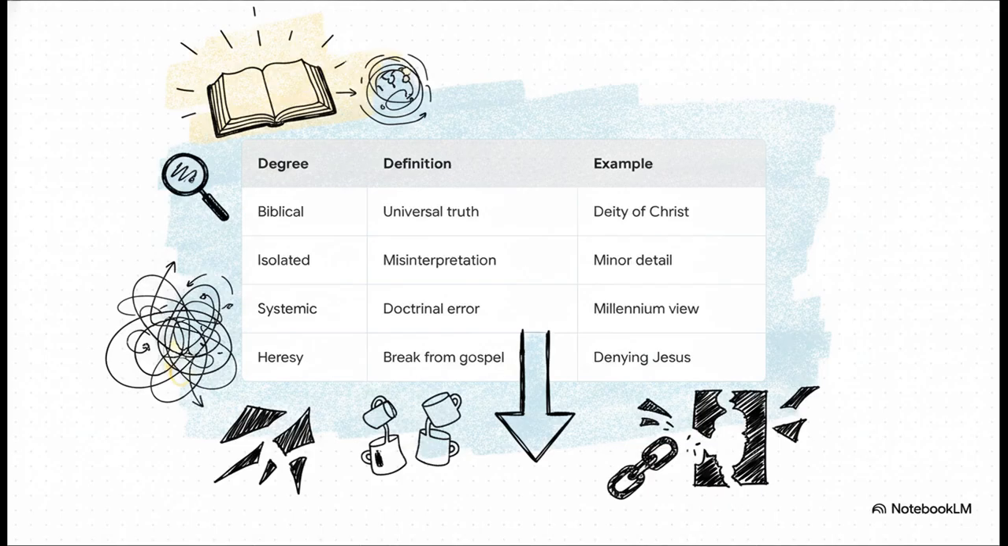At the very top, you've got biblical teaching, the accepted universal truth. Drop down a level, and you have an isolated error, which might just be misinterpreting a specific verse. It gets a bit heavier with systemic error. That's a doctrinal flaw running through a whole system, like differing views on how to baptize. And then, at the absolute bottom, heresy or apostasy, a major break denying the gospel itself. This triage matrix helps believers separate the minor, debatable buckets from the absolute, non-negotiable deal-breakers.